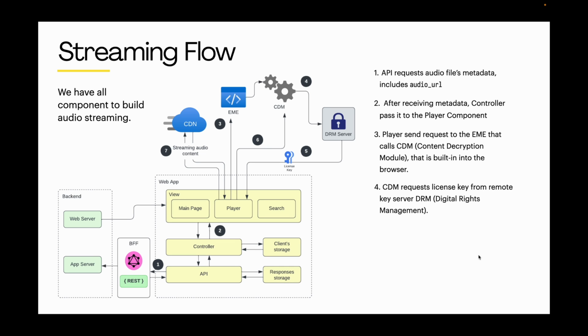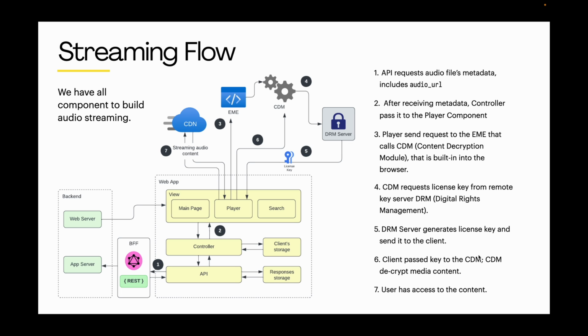The CDM requests a license key from the DRM server. The DRM server generates a license key and sends it to the client. The client passes the key to the CDM, which then decrypts the media content. And finally, the user gains access to the content.